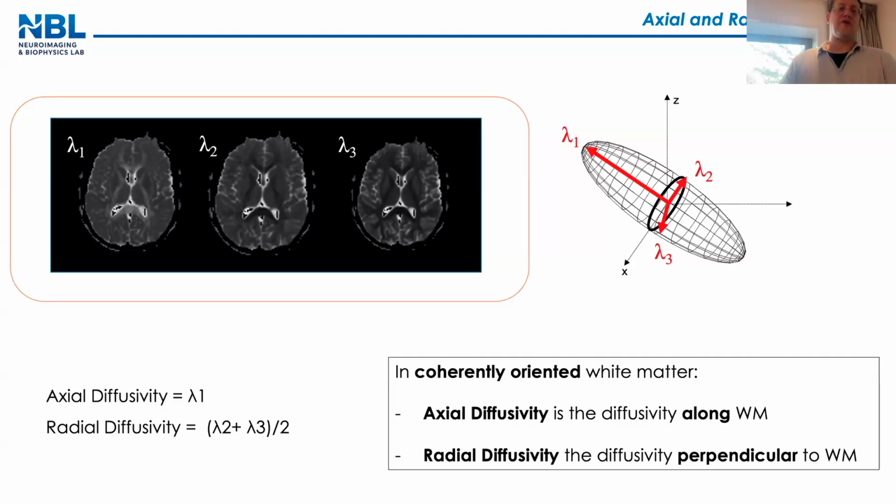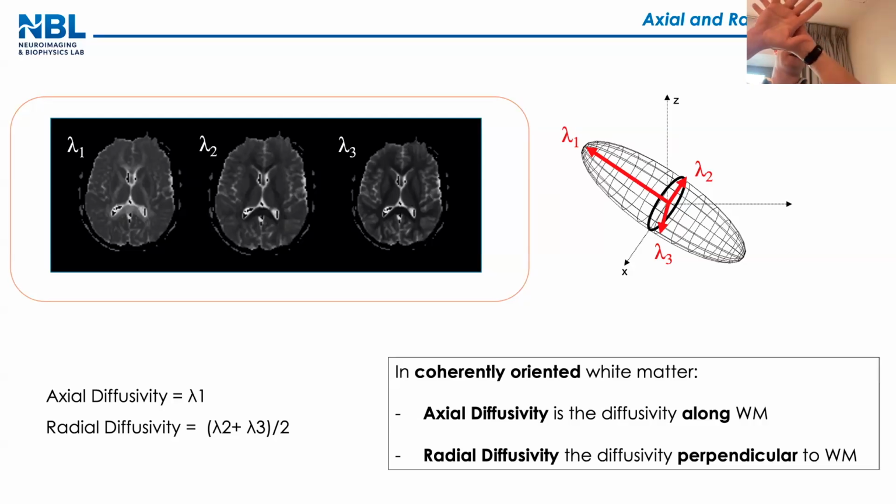Then we have another metric called radial diffusivity. Radial diffusivity is the average of lambda 2 and lambda 3, and it tells you essentially how much is the radial component. Now, it is really important to understand that this does not work everywhere in the brain. It works where our assumption of coherent fiber orientation holds.